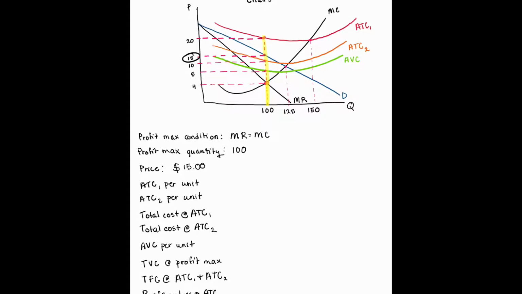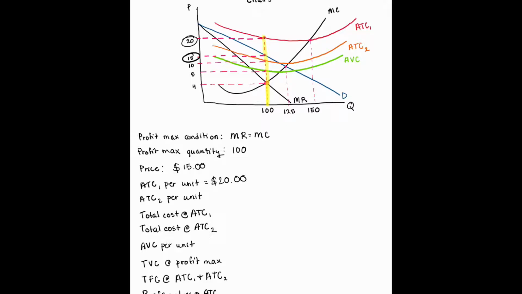Now if I asked you to calculate average total cost per unit using average total cost 1, we would go back again to the profit maximizing quantity 100 using the sidewalk, go straight up till we hit our average total cost curve number 1 in red, and then go straight over, and we have an average total cost per unit at the profit maximizing condition of 20. So ATC per unit at ATC 1 equals $20.